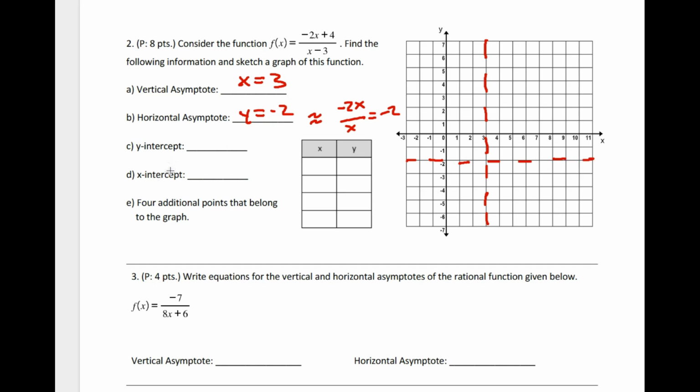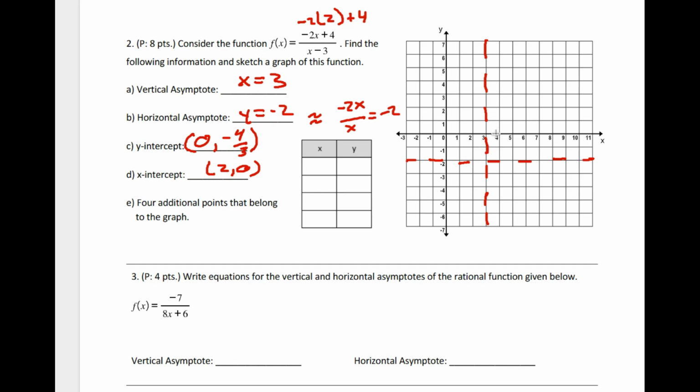Okay, the y-intercept is the point where the graph crosses the y-axis, and it's also the point that has x equal to 0. So if we put 0 into the function, the numerator is 4 and the denominator is negative 3, so that's negative 4/3. Now finally, the x-intercept occurs when the numerator is equal to 0. And I see that's going to happen when x equals 2. So now x equals 2, we get negative 4 plus 4, which is 0. So 2, 0.